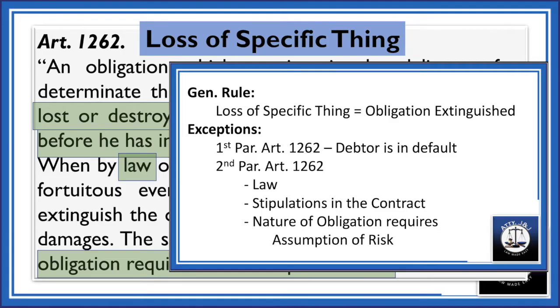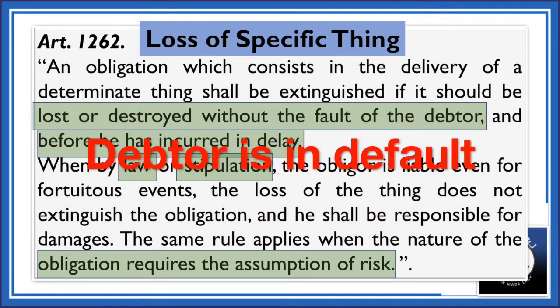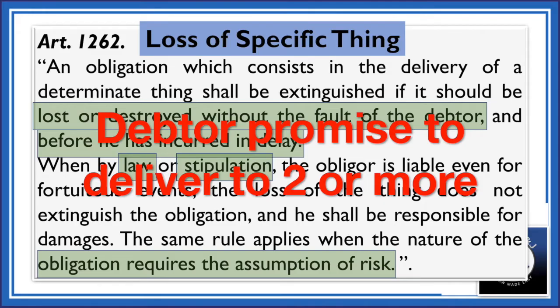Anyway, ano ba yung examples or instances when the law requires liability even in case of a fortuitous event? Kahit na may fortuitous event, magiging liable ka pa rin dahil yun yung sabi ng batas. First, pag daw si debtor is in default, 'di ba? under Article 1165. Na-discuss na natin ito before. Tapos another scenario is when the debtor has promised to deliver the same thing to two or more persons who do not have the same interest. Article 1165 pa rin yan.